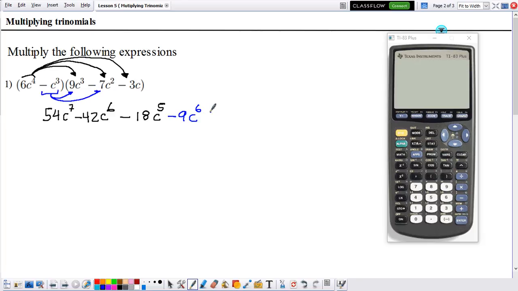Now let's multiply to the second. Negative times a negative, that's a plus. There's always an imaginary 1 there. So 1 times 7, that's 7. c to the third times c to the second, you add the exponents, so that becomes c to the fifth. So let's distribute that at the end now. Here it is, the last term. Negative times a negative, that's a positive. Imaginary 1, so 1 times 3, that's 3. c to the third times c, that's c to the fourth.